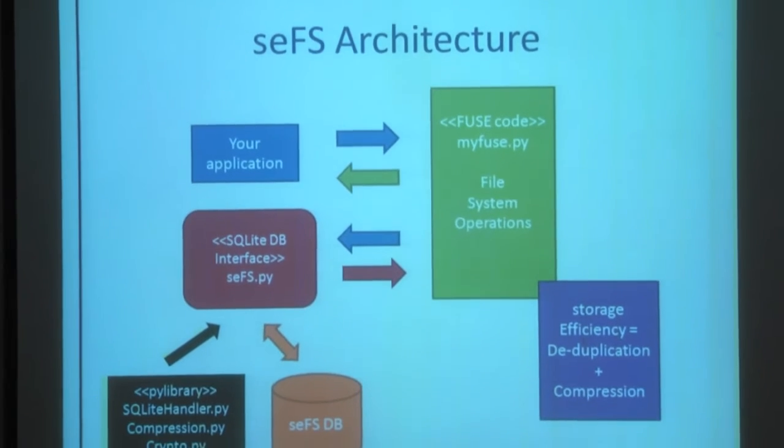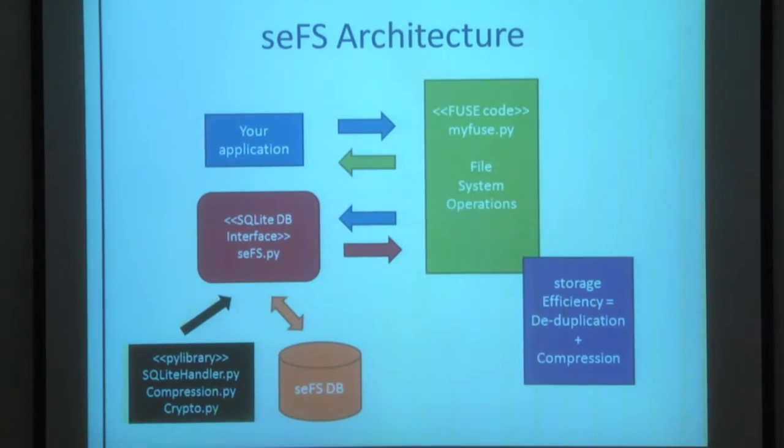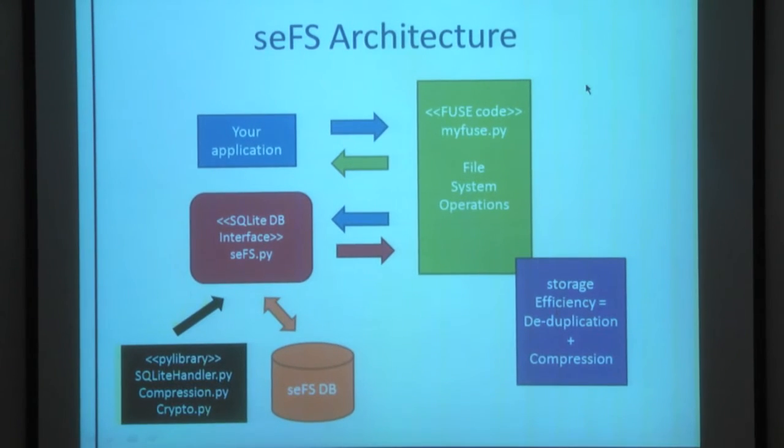Let's see what's the architectural view of SEFS. So here the green box, myfuse.py, is the actual file system that we developed. When a user application makes a call or performs some file system operation onto Fuse, myfuse.py interacts with the database over here. The interaction happens through a database interface, which is this red box, the SQLite database interface, which actually interacts with the PyLibrary project that we have developed. PyLibrary is an open source project which has different libraries for handling database operations, to provide deduplication with crypto.py and compression related functions in compression.py. So all these together help us in effectively achieving storage efficiency with data deduplication and compression.